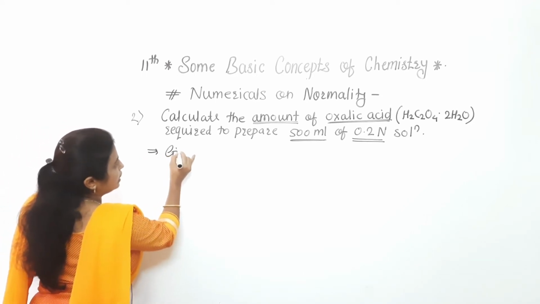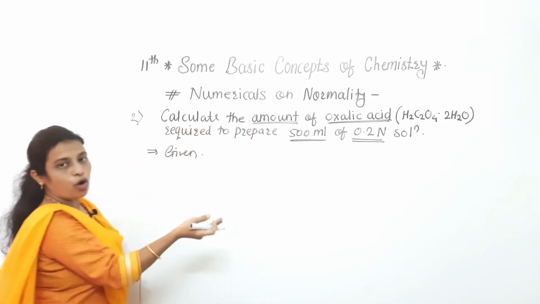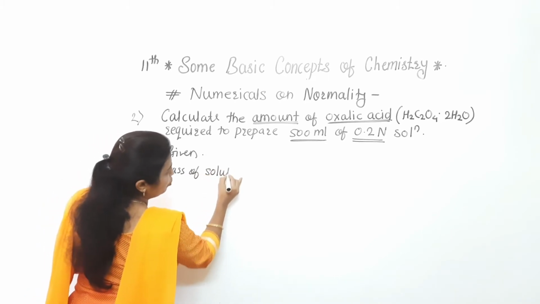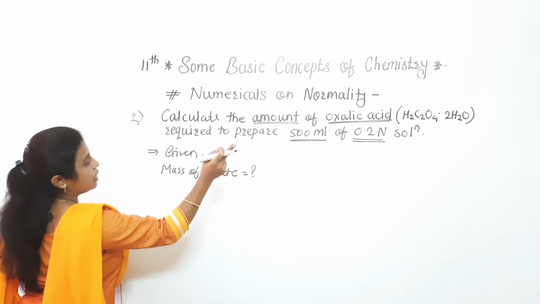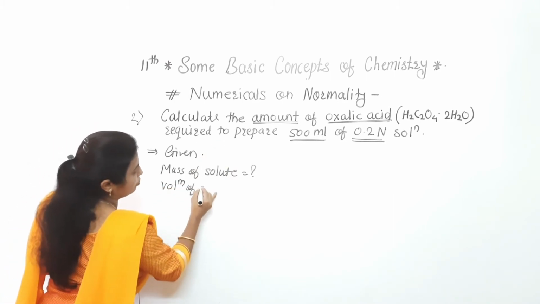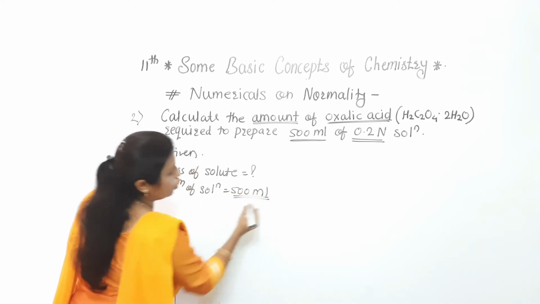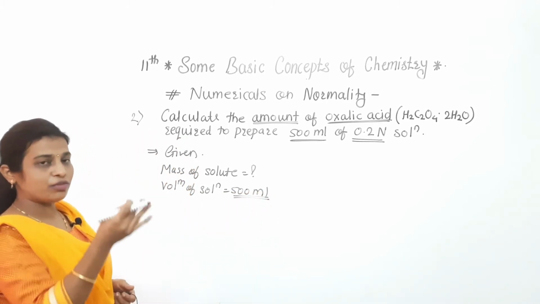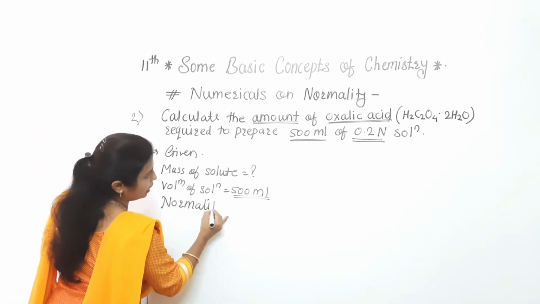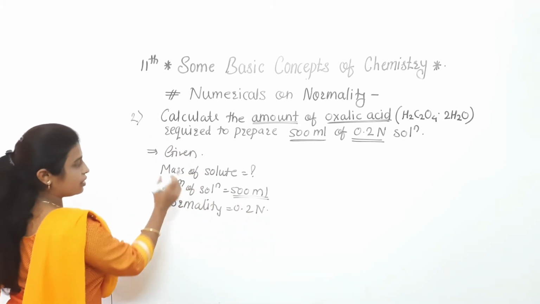What is given? In that given we will write what we have to find out: calculate the amount of, means that is the mass of solute that we have to find out. Okay, now see, required to prepare 500 ml means volume of solution is given. That volume of solution is 500 ml. This volume is given in ml, so in that formula we have to do some changes. Normality is given, that is 0.2 normal. Okay, so what to find out, we have that also.